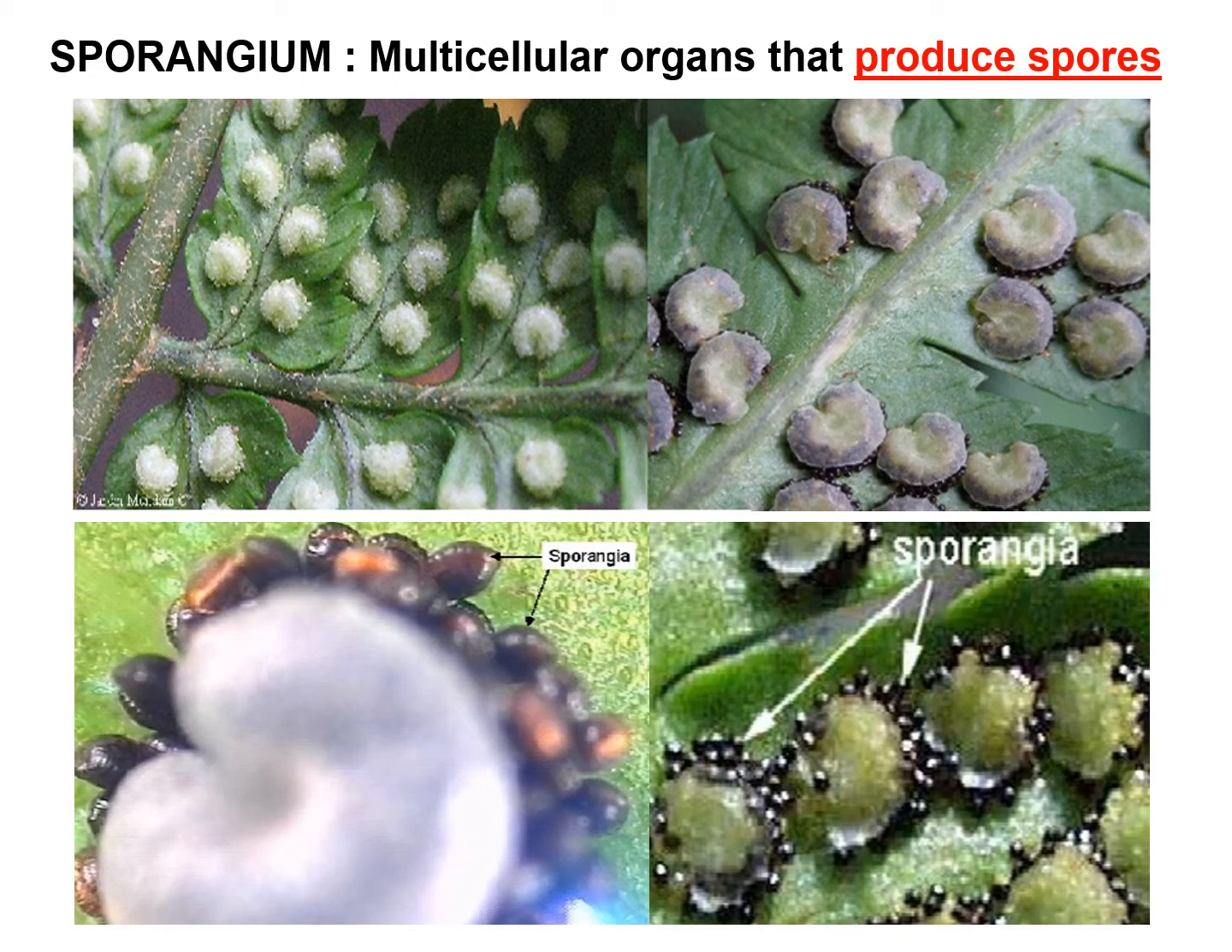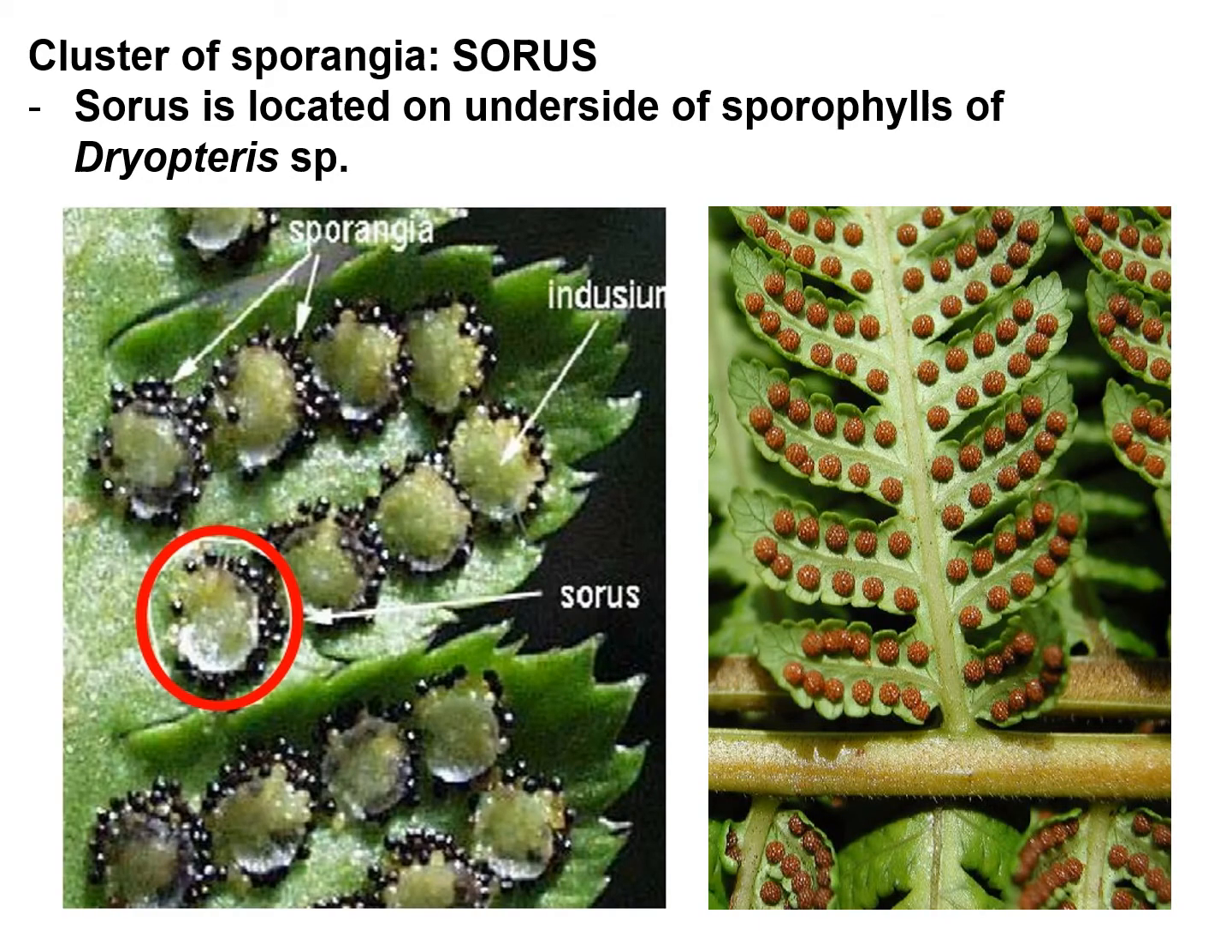This is at the back of the pteridophyte's leaf. Dia punya structure yang ada mengandungi spores. Ni dalam ni adalah sporangia. Ni satu ni belum spore lagi. Dalam sporangium ni baru ada spore. The cluster of sporangia. Ni yang hitam-hitam ni sporangium. Dalam dia baru ada spore. So a cluster of the sporangia is called sorus.